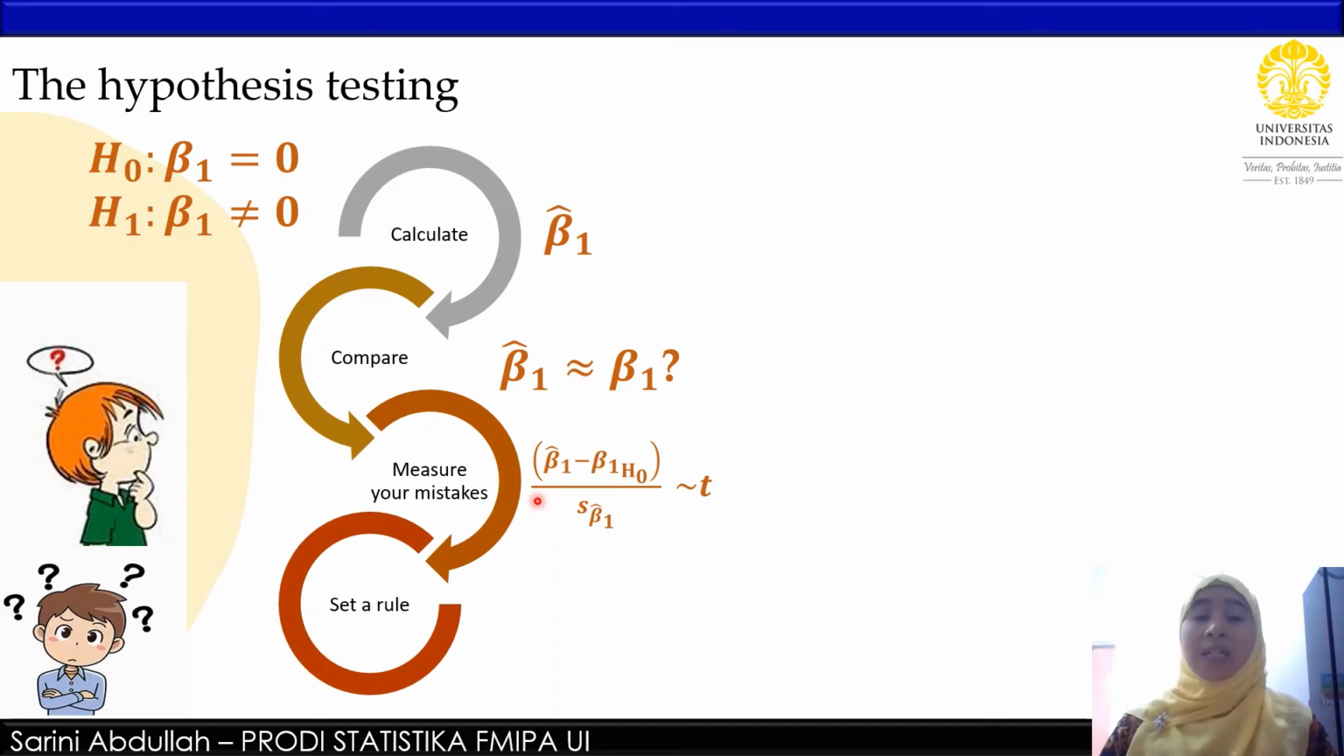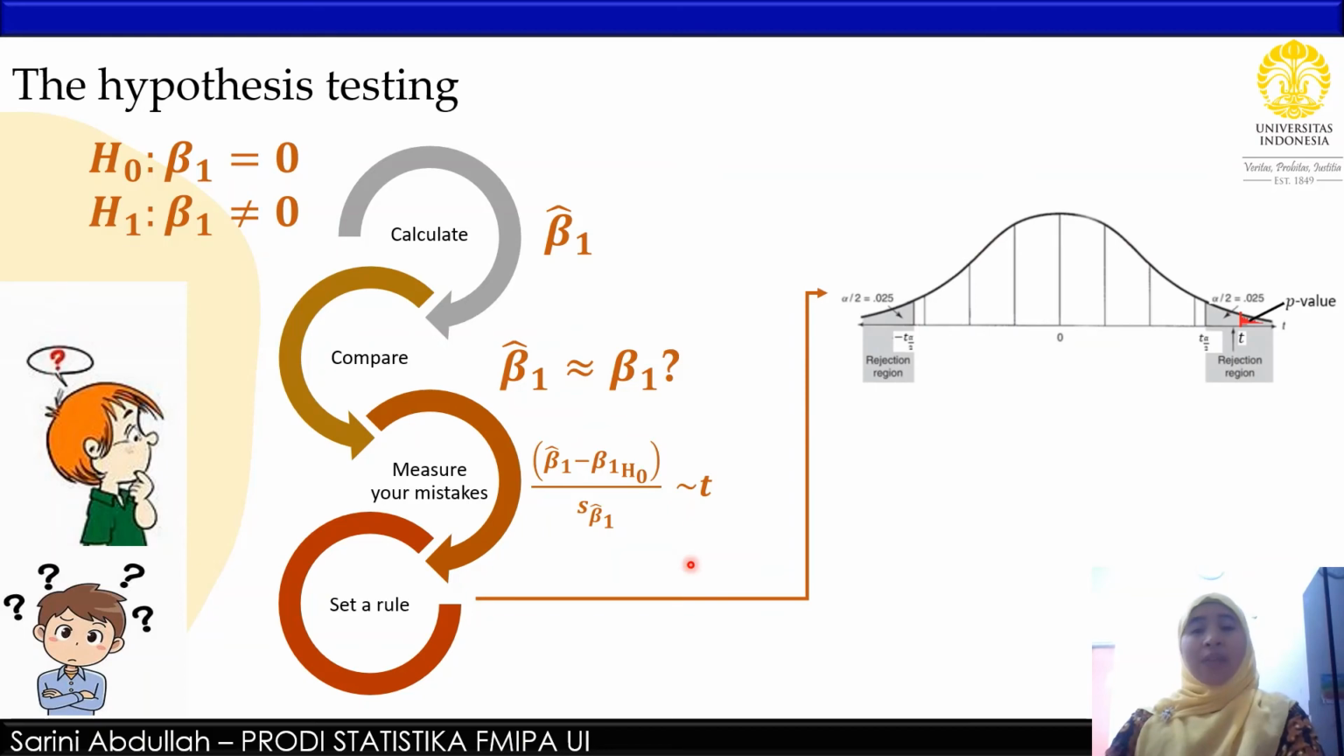It means that we need the distribution. And then we can make use of the central limit theorem, which says that whatever the distribution is, in our case the beta 1 cap, if it is corrected by its mean, and the mean here we take from the null hypothesis, that is beta 1 equals 0, that's the one that we can test. So then beta 1 cap minus the beta 1 under the null hypothesis, divided by the estimated value of the standard deviation, will follow a t distribution. So then we have a rule.